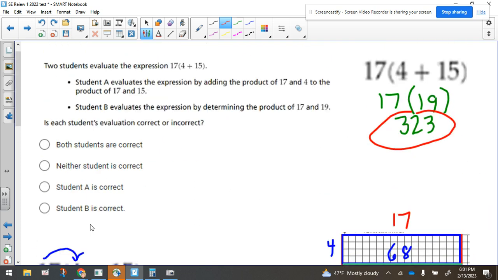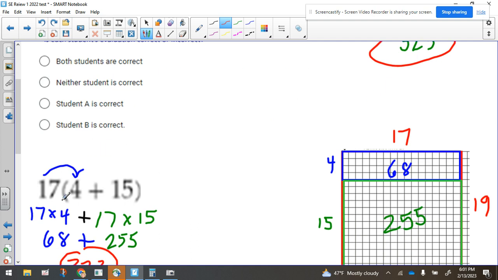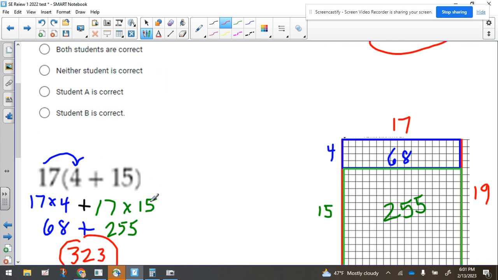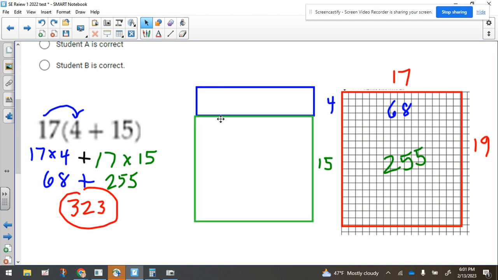They're the same thing. So let's read through this more carefully to make sure we understand what the words are and how they convert to an expression. It says again, student A evaluates the expression by adding. Did we do that here? We did. See, adding the product of 17 and 4. Here's the product of 17 and 4, right? We ended up getting the 68. To the product of 17 and 15, and we got the 255. And the model here shows us that if we take this blue rectangle and this green rectangle and put them together, it's the same area as the red rectangle. We just are redistributing things. That's what distributive property means.